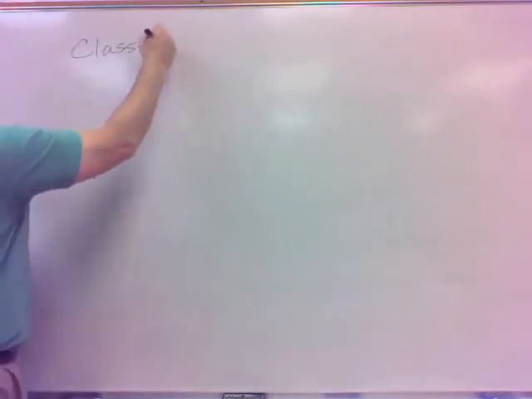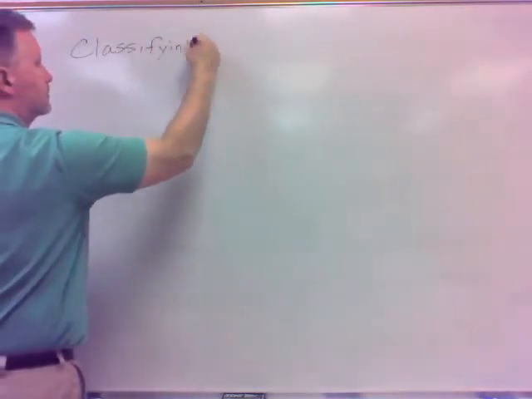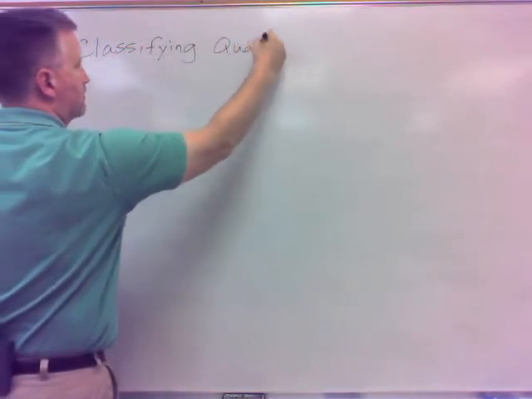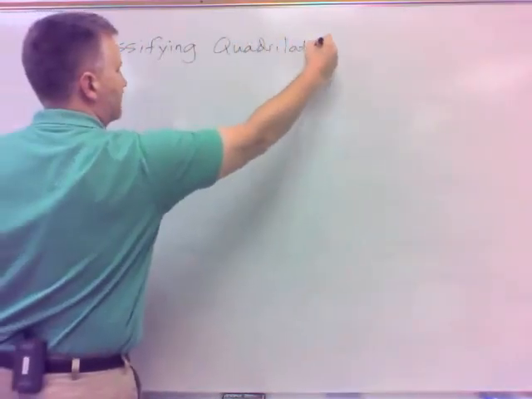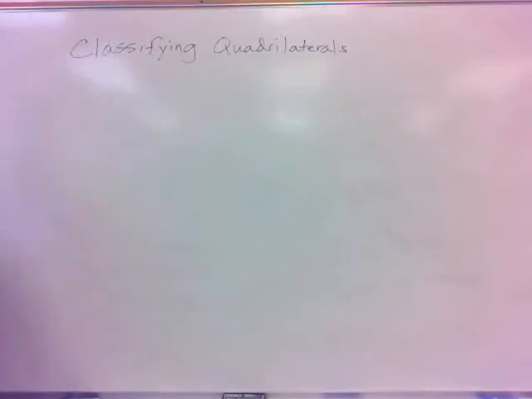Also, here, let's talk a little bit about classifying quadrilaterals. Quadrilaterals can be grouped into three separate groups, and some of them have subcategories. We're going to do these by parallel sides.